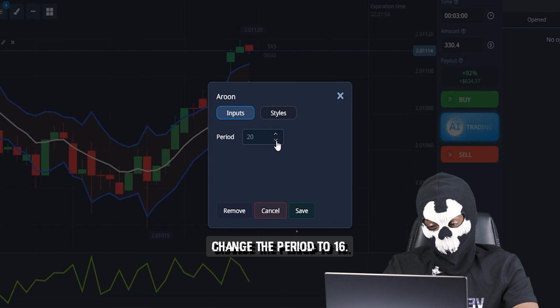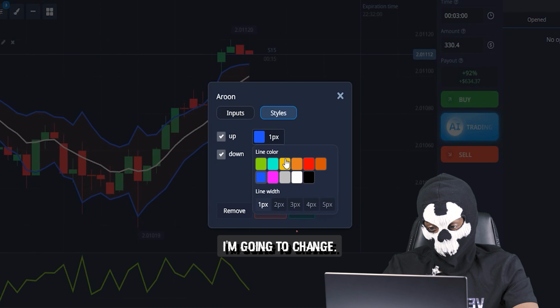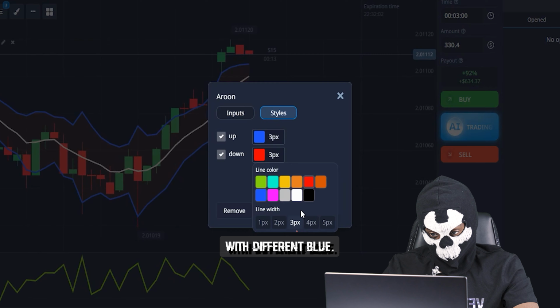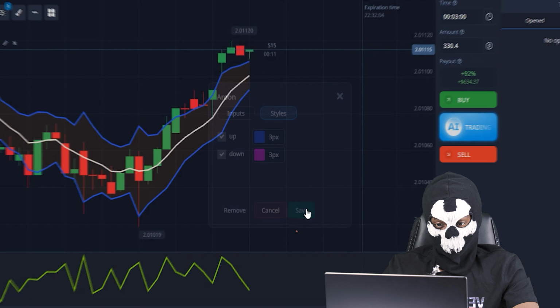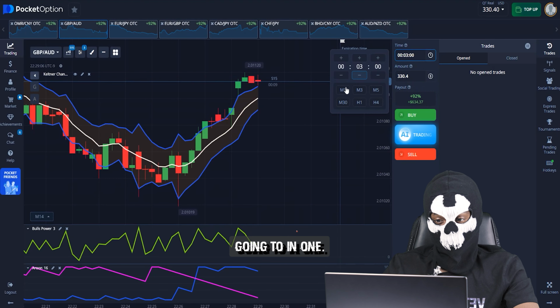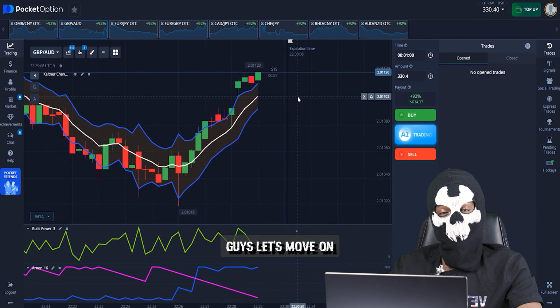For Aroon, we're going to change the period to 16. The colors I'm going to change, I'm going to go with purple and blue. And then for time, as usual, we're going to M1. So that's the setup for the day, guys. Let's move on to the first trade of the day.